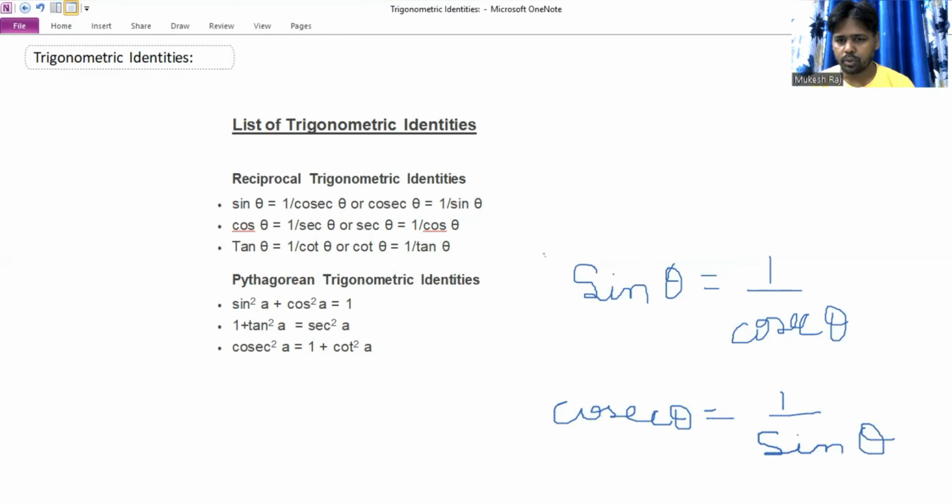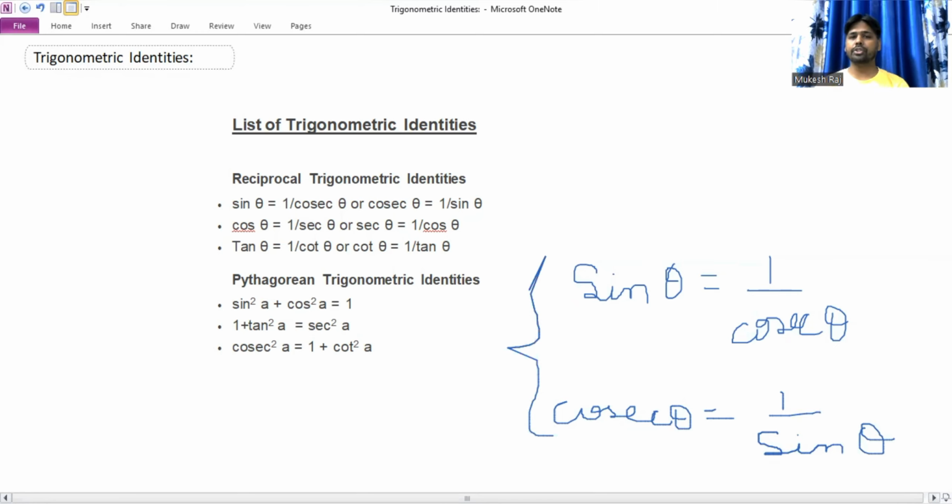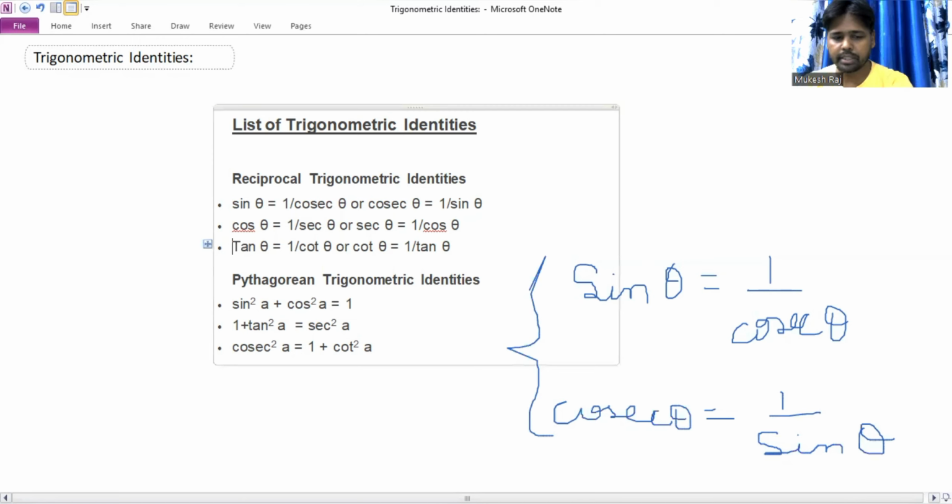sine theta. So all the primitive trigonometric ratios, whether sine, cos, or tan, can be represented in the form of their reciprocal. Sine theta can be written as 1 upon cosec theta. Similarly, we can write cosec theta as 1 upon sine theta. Similarly, cos theta is equal to 1 upon sec theta, and sec theta can be written as 1 upon cos theta. Tan theta is 1 upon cot theta, and cot theta is 1 upon tan theta. Since we are dividing by 1, the name comes out to be the reciprocal trigonometric identities.